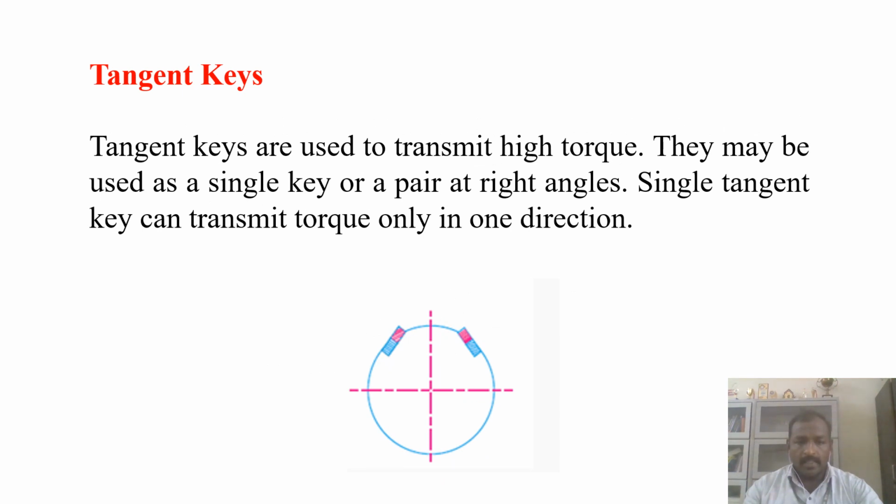Next, we see about the tangent keys. Tangent keys are used to transmit high torque. They may be used as a single key or as a pair at right angles. A single tangent key can transmit torque only in one direction, that is shown in the figure.